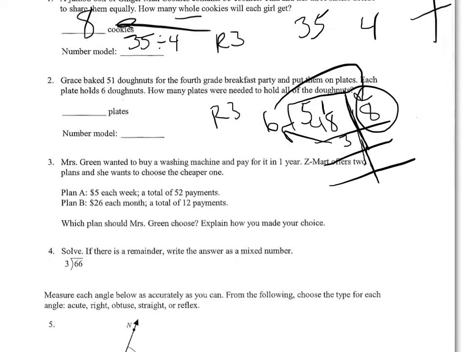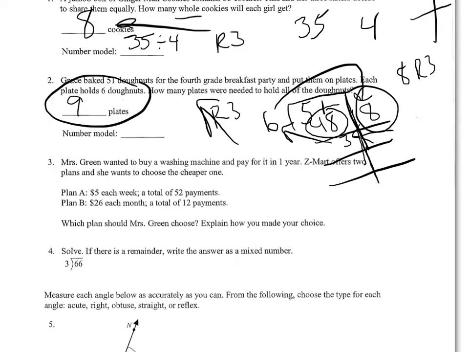So, it says how many plates were needed to hold all the donuts. Well, here's something a little different. 8 plates would hold 48 of the donuts and leave 3 left over. So this is a case where you actually have to round up to get 9 plates, because you don't want to just leave 3 donuts sitting by themselves. So the answer is 8 with a remainder of 3, but you have to round up to get the number of plates to hold all the donuts. So your number model would be 51 divided by 6 equals 8 with a remainder of 3.